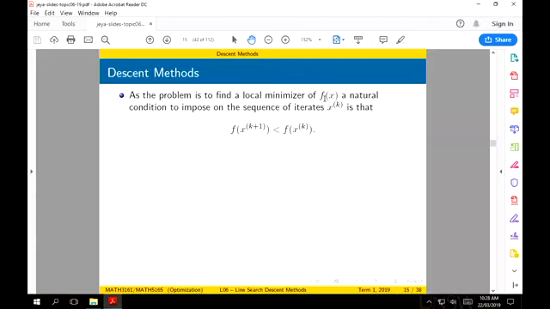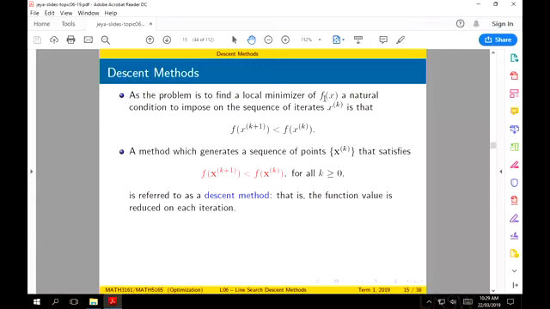Okay. So let's try to answer the first question, finding the search direction. Obviously, we want a descent direction. That means we are minimizing the function, right? The function value should decrease at each iteration. So you're going to look at the descent methods here. As the problem is to find the local minimizer of f(x), the natural condition to impose on the sequence of iterates is f(xk+1) should be smaller than f(xk). So you are at the point xk, you want to find a point better than that. That means the function value at the new point xk+1 should be smaller than the function value at f(xk).